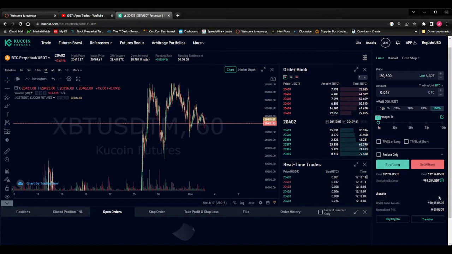Right now I currently have just under $1,000 in my perpetual futures trading account. The current price of Bitcoin is 20,400, thereabouts. Now let's say I want to short the market. My entry price that I want to short at is 20,600, and I'm not trading with any leverage. I want to use 100% of my portfolio, which is the total value here, so 990. It's just a little bit shy of that.